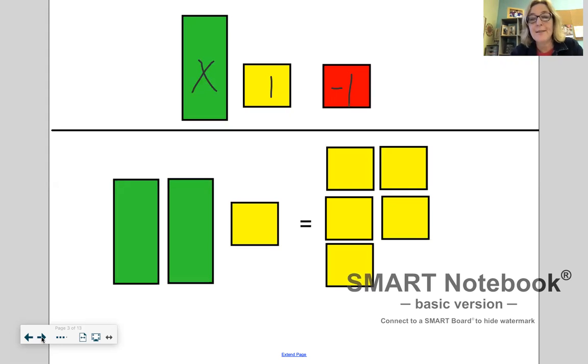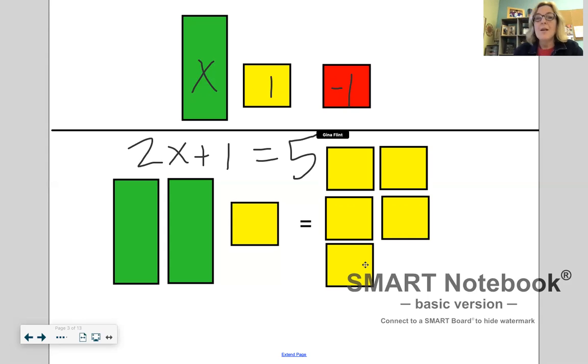So for instance, say we had 2 rectangles and a yellow square, and then we said it was equal to 5 yellow squares. What do we mean? Well, we mean 2x plus 1 is equal to 5 because there are 5 squares. And now we can still go through the steps to isolate the variable, because our goal here is to know what the value of x is. And so how would we do that?